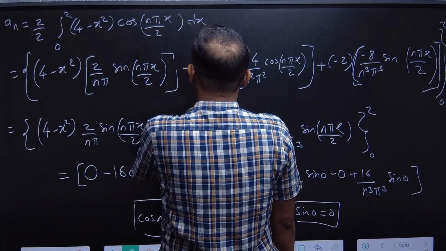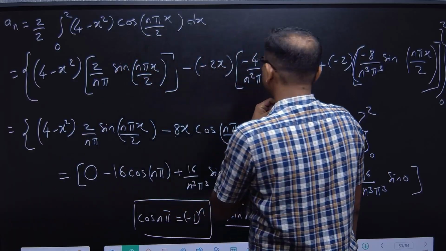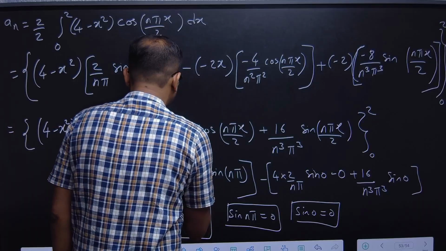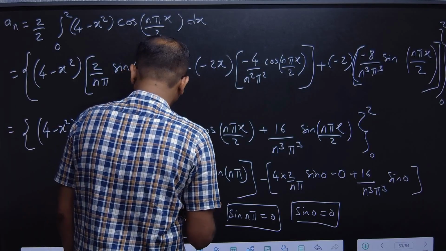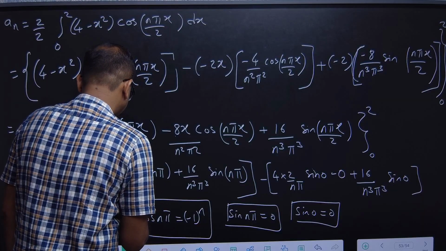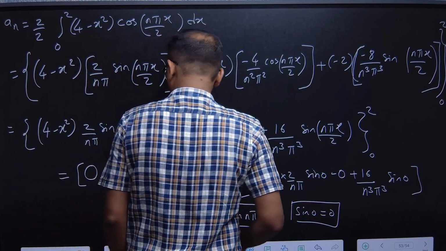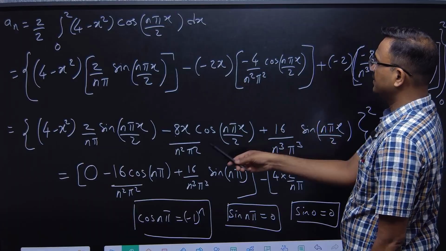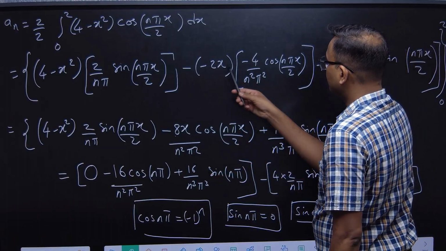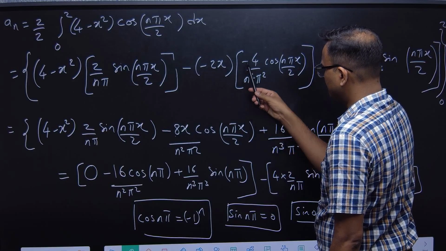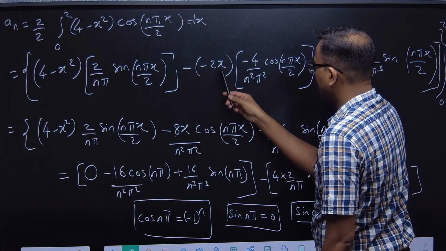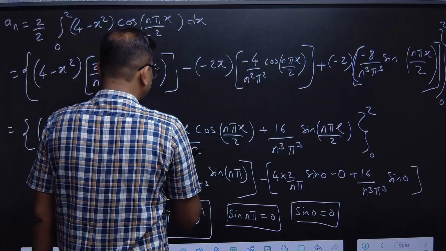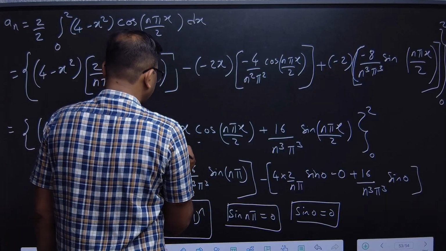Okay, and here, I think I have missed this term. This n square pi square term was there, which I have missed. So it is going to be minus 16 upon n square pi square into cos n pi. Correct? So this n square pi square I had not written in this step. Minus into minus is plus, plus into minus is minus, 4 into 2 is 8 into this x, 8x cos n pi x by 2 upon n square pi square is going to be there.